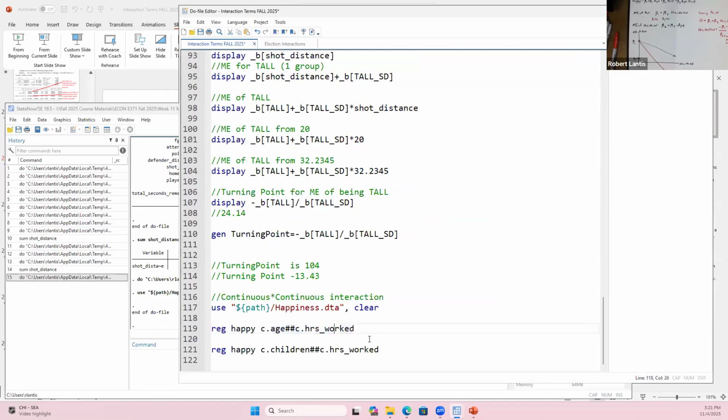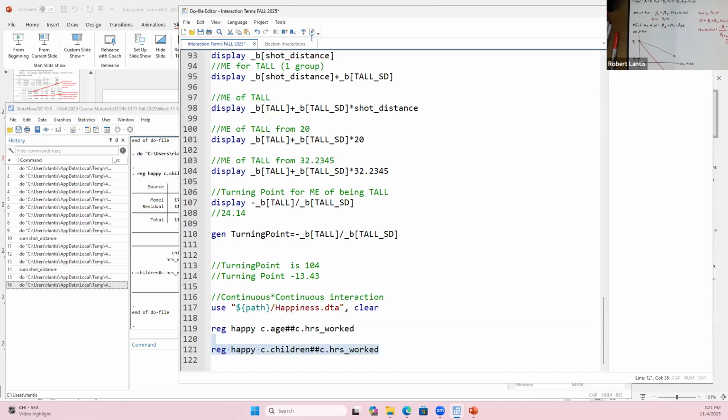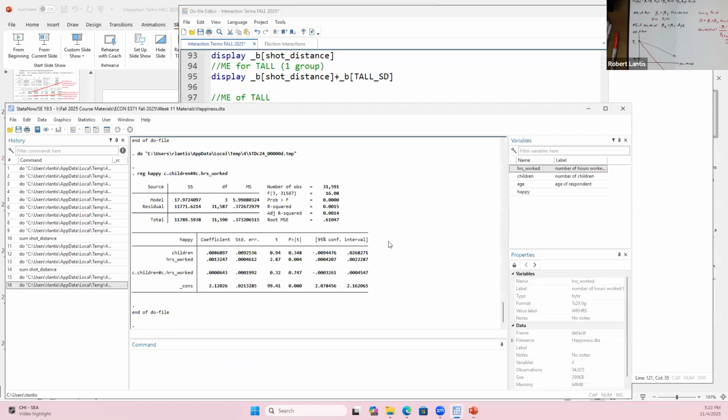So I'm now going to think about, I don't have any additional controls here. So we were just talking about the age, hours worked, continuous interaction. Let's think about now doing this for children and hours worked. Okay. So I run this regression. I see, okay, having additional children, right? Looks like it increases happiness, working more increases happiness. The interaction of these two actually looks like it is positive as well.